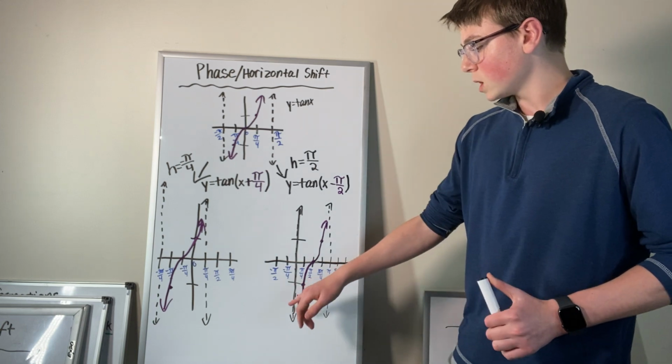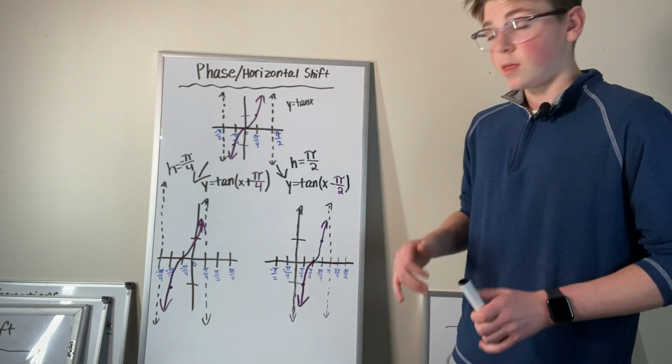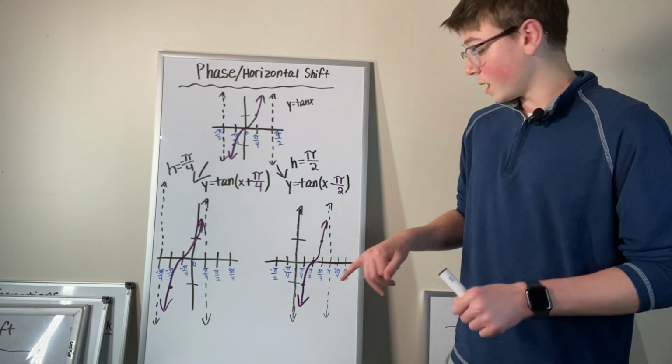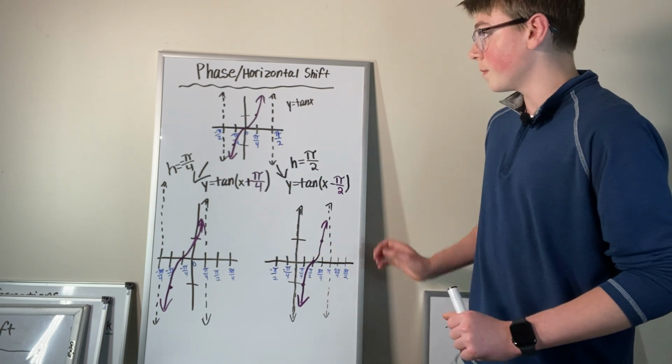And our asymptotes, instead of negative pi over 2, that is now 0. And instead of pi over 2, it is now pi.